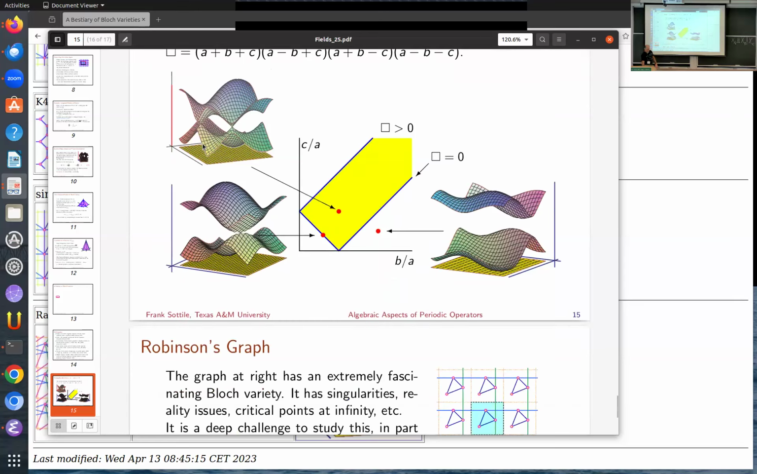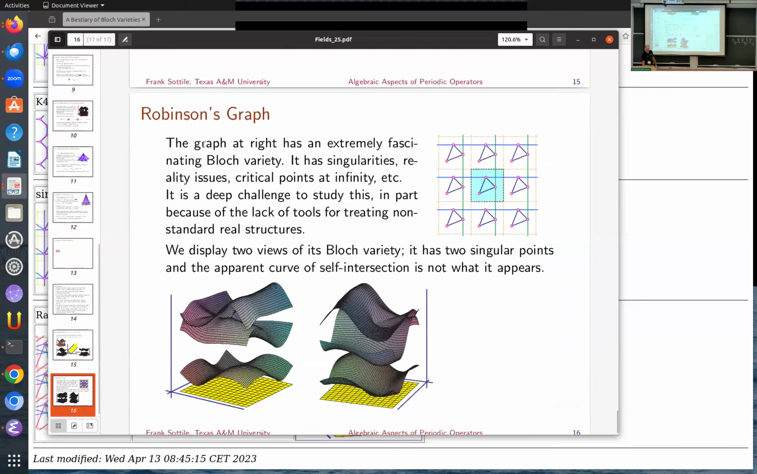Since I'm out of time, I just want to show one more example. I call this Robinson's graph because Jonah showed this to me. It has a very fascinating block variety. It's a very simple graph, with a very fascinating block variety. It has singularities. I think there are two singular points here, at least. There are also critical points at infinity, so asymptotic critical points, which I mentioned we can count.